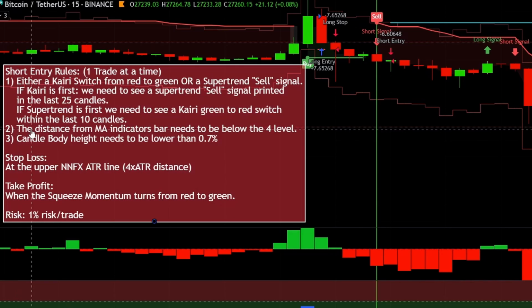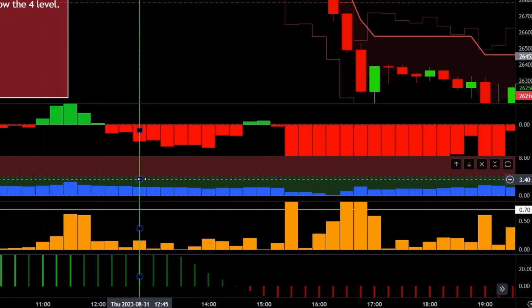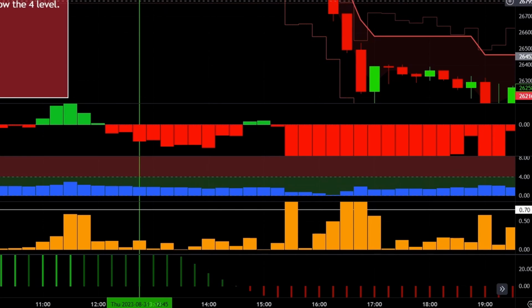The second condition is that the distance from MA indicator bar needs to be below the 4 level. This is the distance from MA indicator, and on the entry signal we can see that the bar was at around a 2.08 level, which is well below the 4 level. So still all the conditions are met.